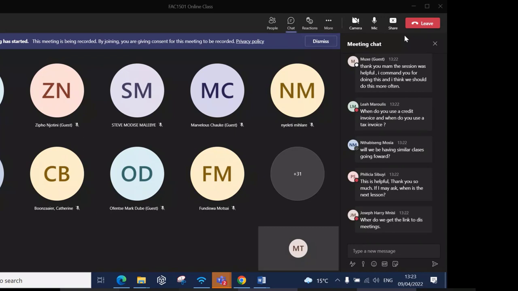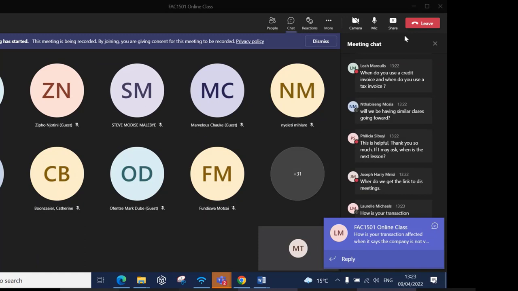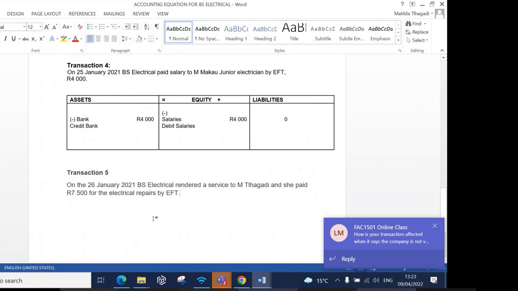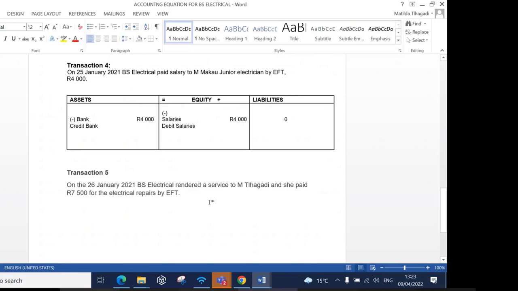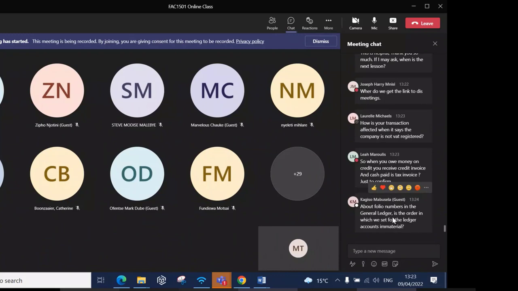And the next one, a tax invoice. A tax invoice is the same as the last example that I showed here. So a company will issue, in this transaction number 5, a tax invoice to Mhlakgadi, saying that they've rendered a service, and they paid by EFT. So a tax invoice will be issued to Mhlakgadi by BS Electrical. I'm not sure if that is clear. If not, let's see here.